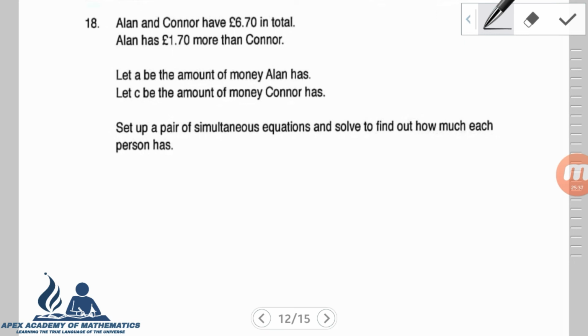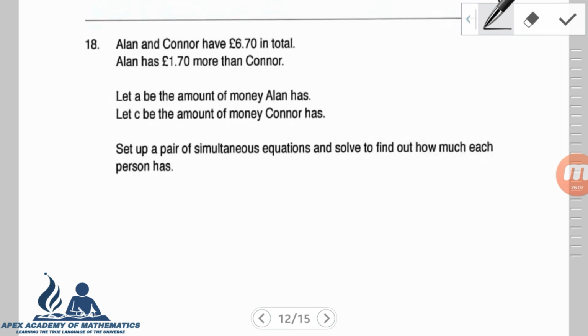So we have Alan and Connor have $6.70 in total. Now Alan has $1.70 more than Connor. So this is a strange looking simultaneous equation, but let's see if we can analyze it here, and we may be able to do even that last question for you. So Alan and Connor have $6.70 in total. So pretty much they're not buying anything at the moment.